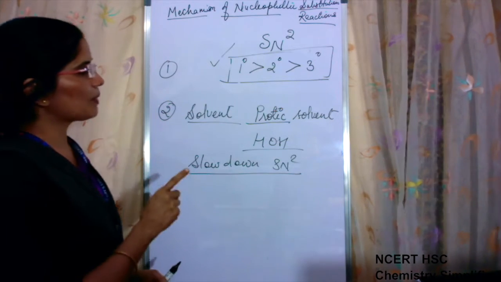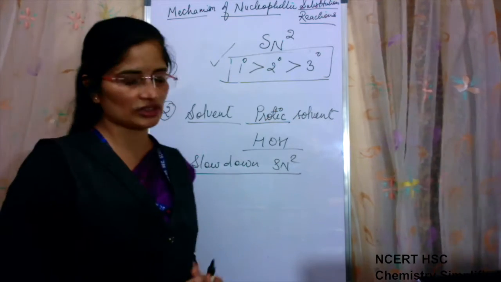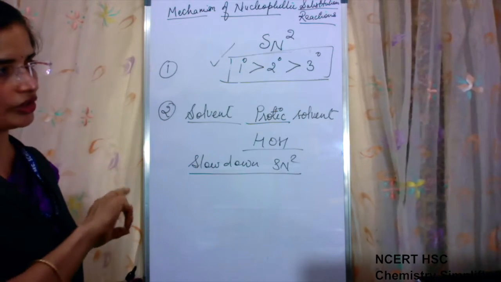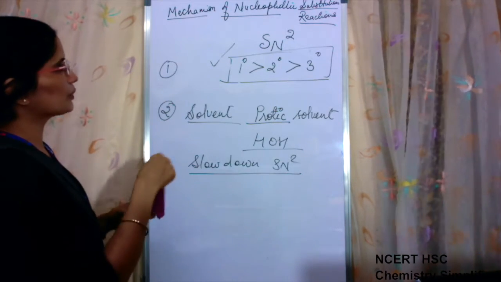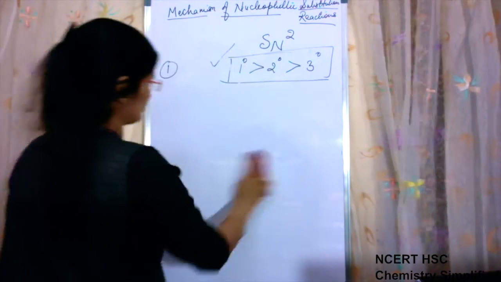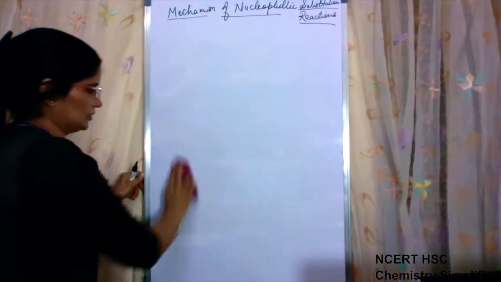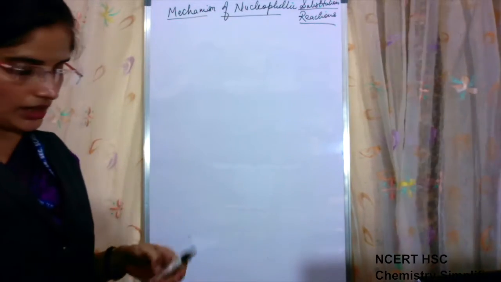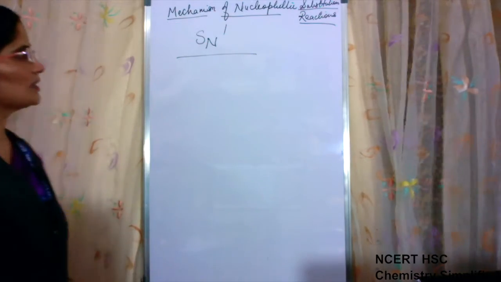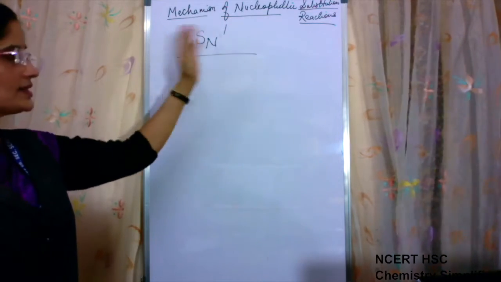So this is about the SN2 mechanism. We can say in a sentence that SN2 reactions proceed with inversion of the molecule, because the molecule totally gets inverted when the product is formed. Now the SN1 mechanism. If a substitution reaction is taking place, it will proceed either by SN2 or SN1.